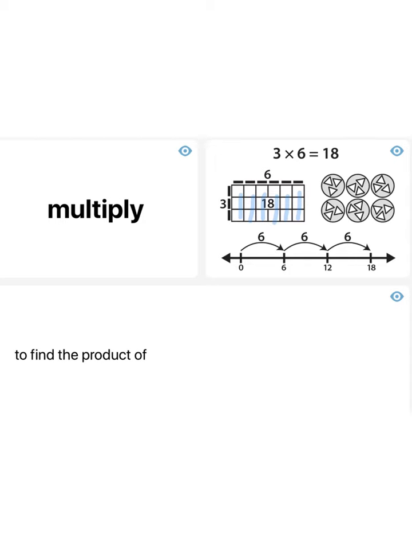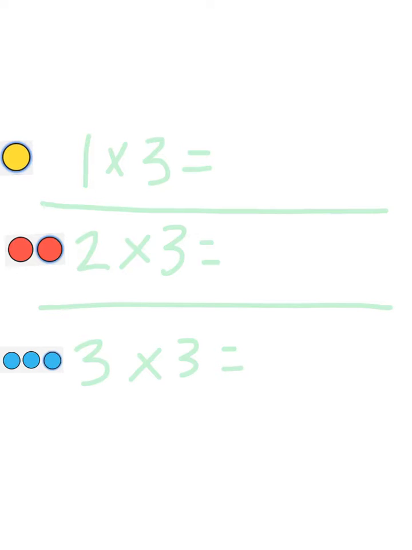Great job, you'll get it. So let's dig a little bit further into this. 1 multiplied by 3 means I have 1 3 times. So 1, 2, 3. 1 multiplied by 3 is equal to 3.